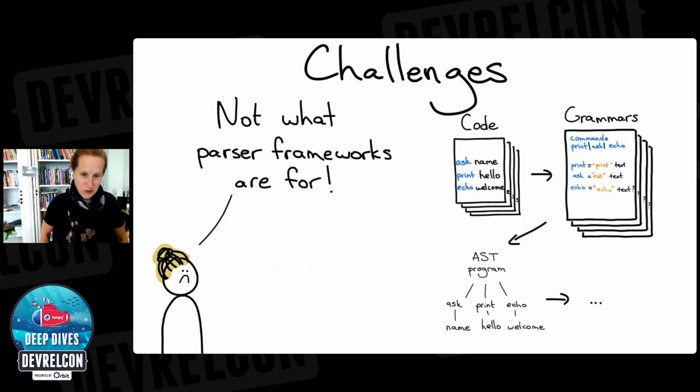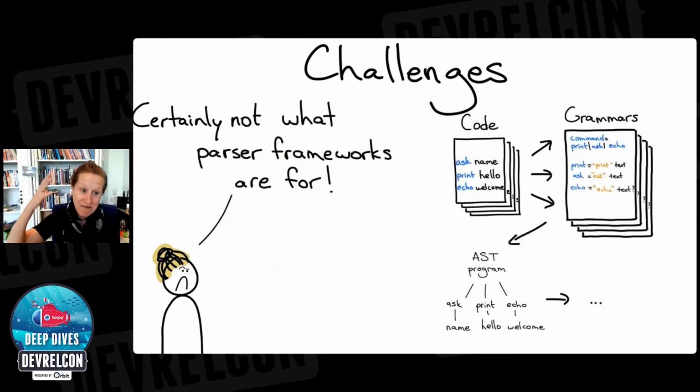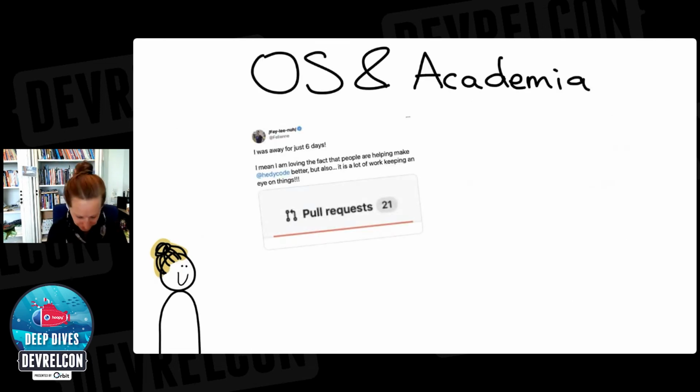So this is not what parser frameworks are for, but this is even less what parser frameworks are for. That you have code that potentially partly matches different types of grammars and you still want to get it working. So we really have to do all sorts of magic to make the parsing work.